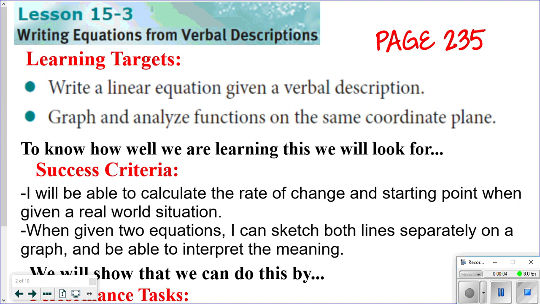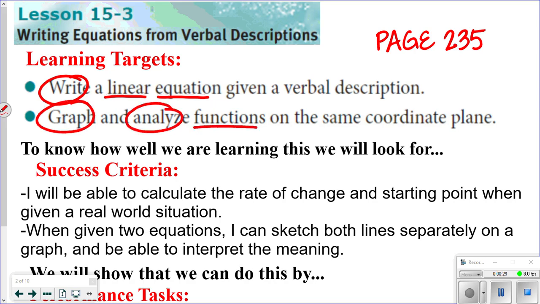Go ahead and open your books to page 233. We are in lesson 15.3 called Writing Equations from Verbal Descriptions, and we are going to do exactly that: write a linear equation given a verbal description. And remember, we're usually doing that in slope-intercept form. And then we're going to graph and analyze functions on the same coordinate plane.